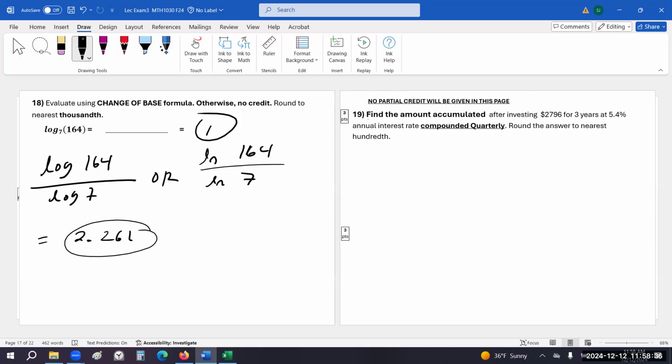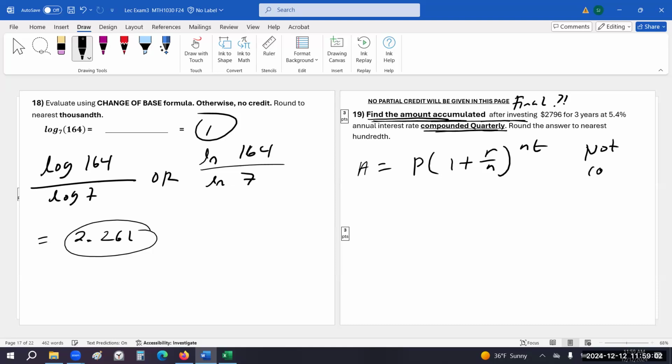So in here, it says find the amount accumulated after investing this much. It means you're looking for the final amount. So the final amount is missing. And they're telling us it's compounded quarterly, not continuously, which means this formula, 1 plus R over N to the power NT. Anytime you have something that is not continuous, it's this formula.